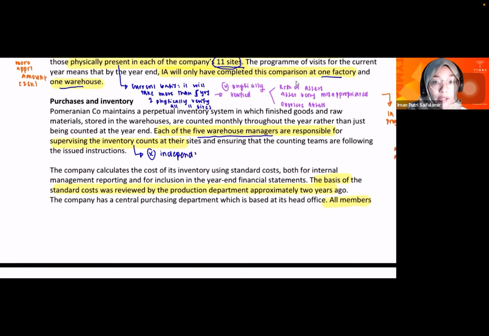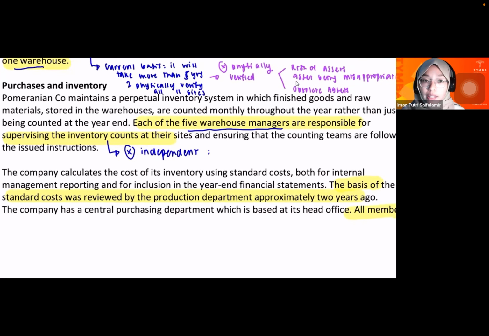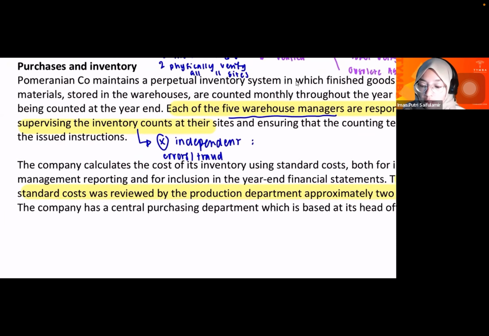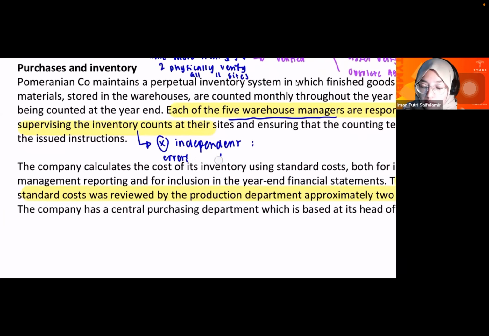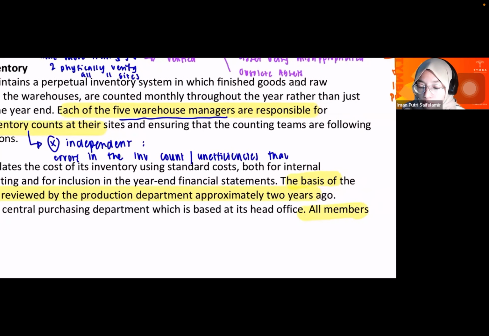So right now, like I said just now, right, guys, when we are talking about the direct implication, we want to explain in more detail. So what do you mean by not independent? What is the risk right now? Kalau they are not independent, it may be that there may be errors or fraud. Okay, macam maybe there are errors in the inventory count, or basically inefficiencies that may not be reported.